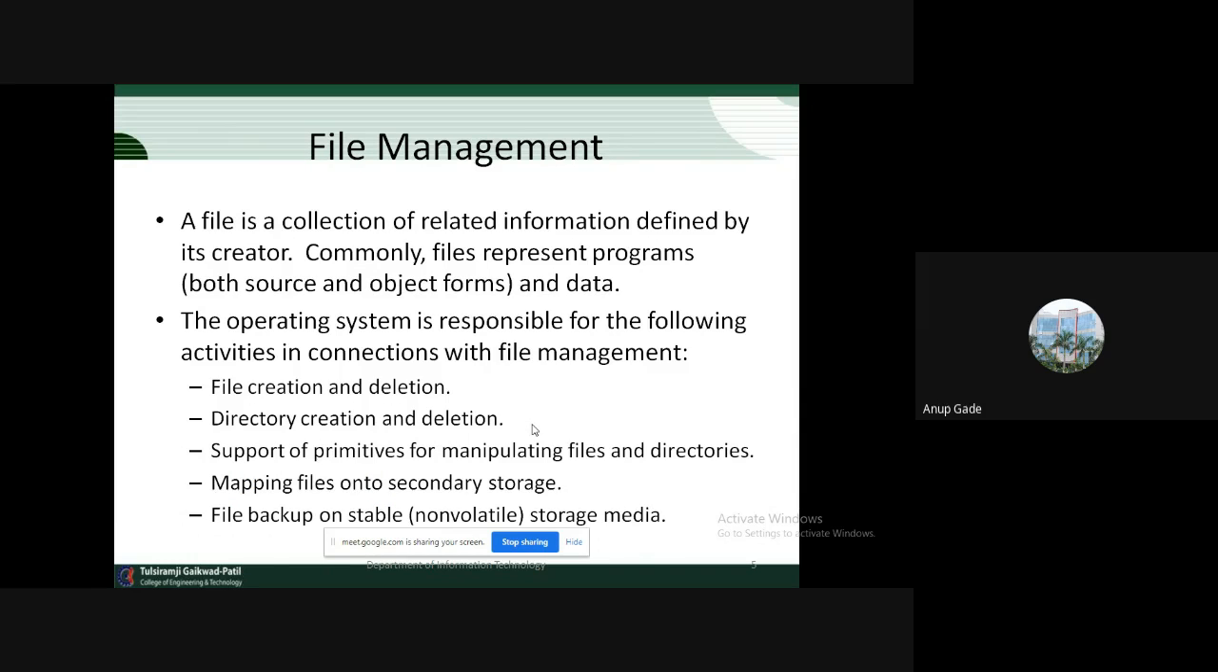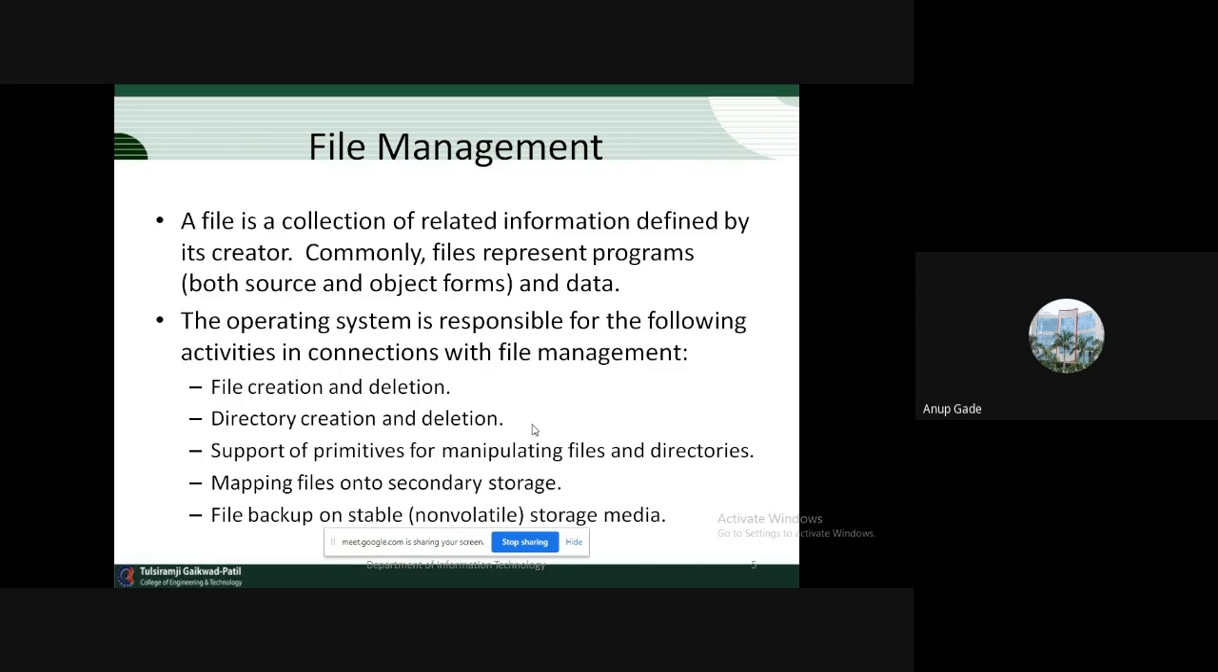Then a second important thing is file management. A file is simply a collection of related information defined by its user or creator. Commonly, a file represents a program, maybe a source program or an object program, and also data. Data plays a very vital role whenever we are talking about a file. The operating system is responsible for the following activities related to file management: file creation and deletion, directory creation and deletion, support of primitives for manipulating files and directories, then mapping of files onto the secondary storage and file backup on the secondary storage devices or non-volatile storage media.